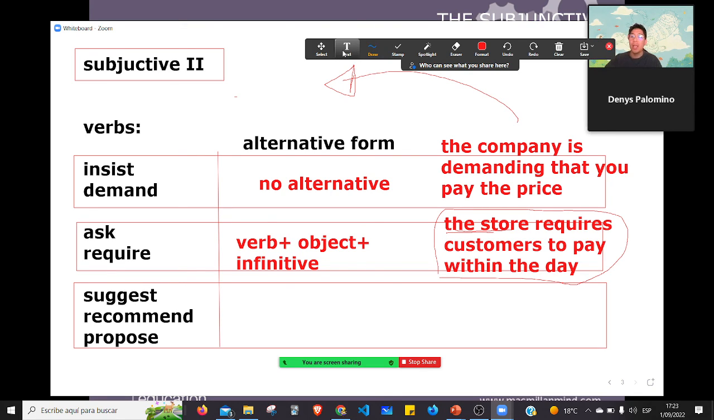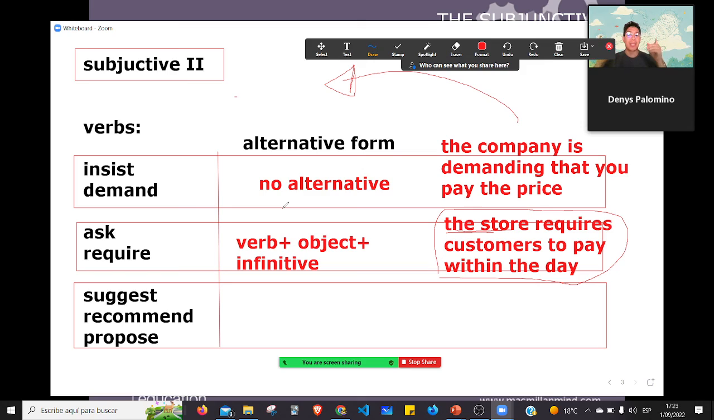Amazing. Next one, we require that she learn a new language. We require her to learn a new language. Okay, I couldn't hear. Yeah, don't worry, don't worry.